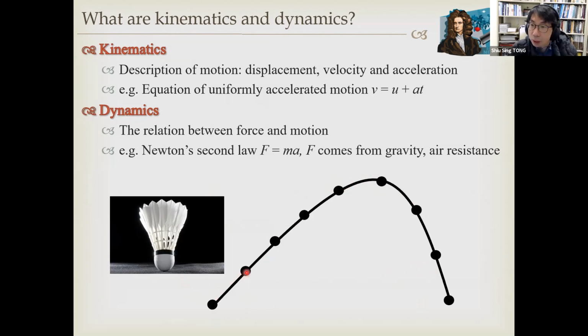These are the positions of the shuttlecock at different times. Okay, this is a schematic diagram only, but you see that this trajectory is not symmetric because of the effect of air resistance. Now if I only know the position of the shuttlecock at any time, and I know how fast it has moved, etc., then I am describing using the language of kinematics. But if I relate the acceleration of the shuttlecock with gravity and air resistance, using Newton's second law, I'm doing dynamics. Okay.